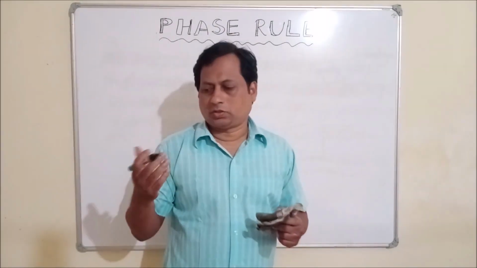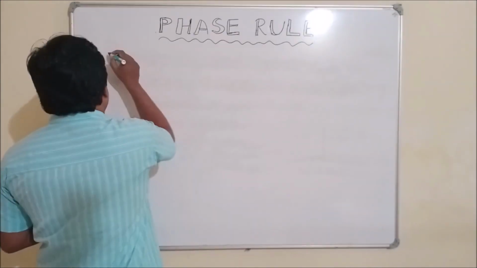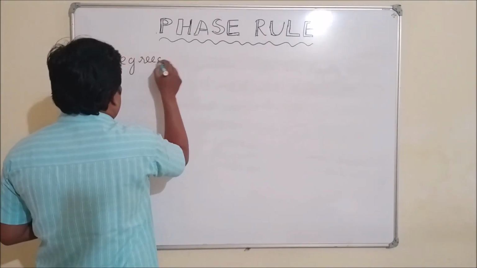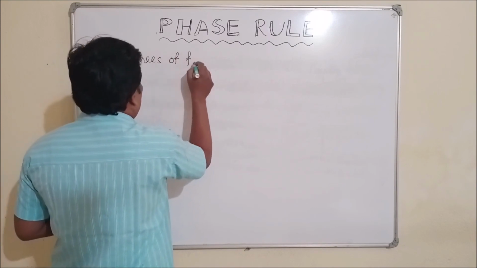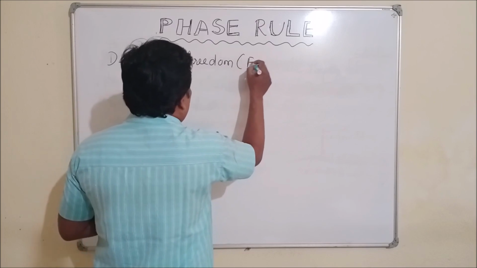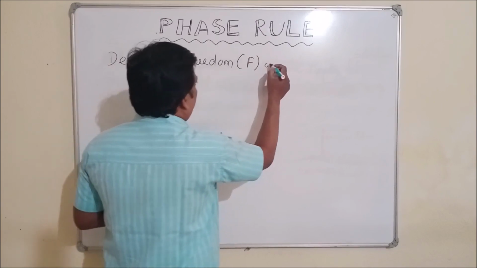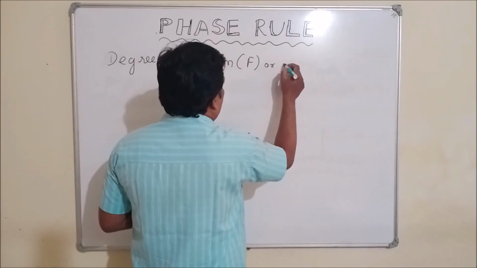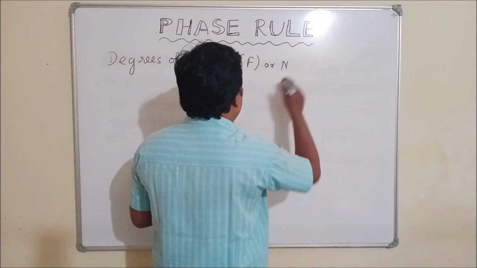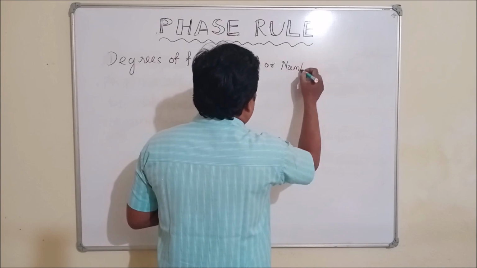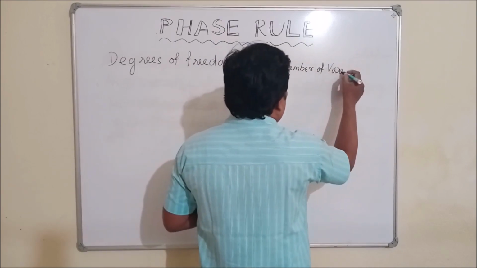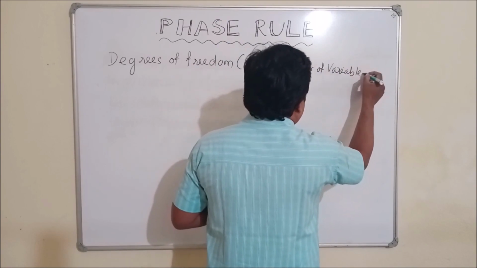Now let us discuss degrees of freedom. Degrees of freedom is represented by the term F. It is also the number of variables. और हम लोग already पढ़ चुके हैं number of variables. Degrees of freedom पहले बोलने से कुछ समझ में नहीं आएगा, number of variables अगर हम बोलते हैं तो आपको समझ में आएगा.